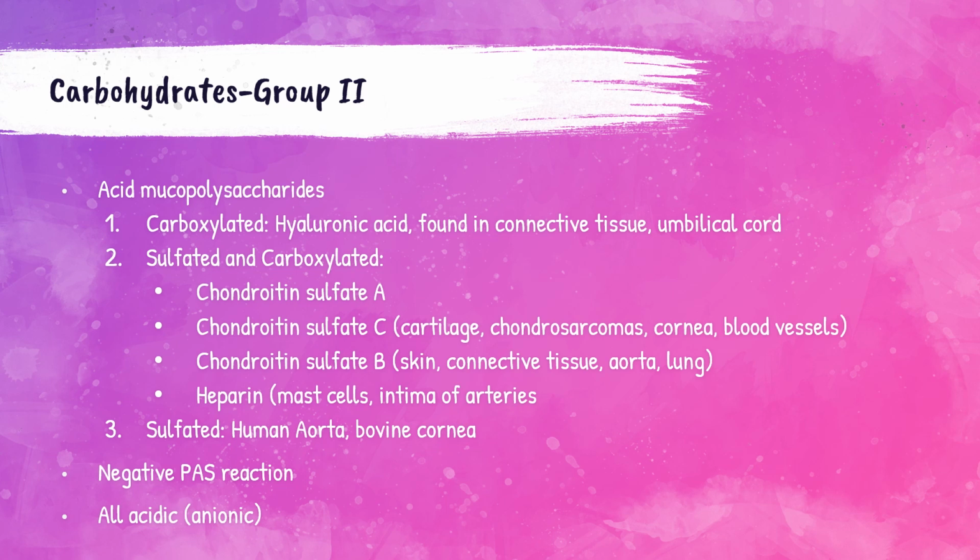Chondroitin sulfate B is present in skin primarily. It can also be in connective tissues, the aorta, and in the lung. Chondroitin sulfate C is found in cartilage, in the cornea of the eye, and also is present in the blood vessels. Heparin is found in both mast cells and in the intima of the arteries. The sulfated-only category of acid mucopolysaccharides are found in the aorta of the human and in the cornea of cows. All of these in this group are acidic and are PAS negative.